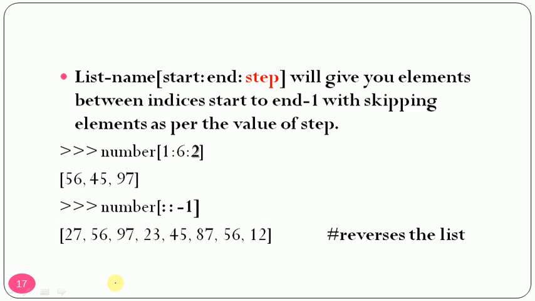Now let's think about the step value also. Start and end can be given, and along with that a step value can also be given. As in a geometric progression, when you give a step value, that much will be skipped. So here also it skips by the given step value. Look at this example, num[1:6:2]. From index 1 till 6, that means up to 5, we need to skip by 2.